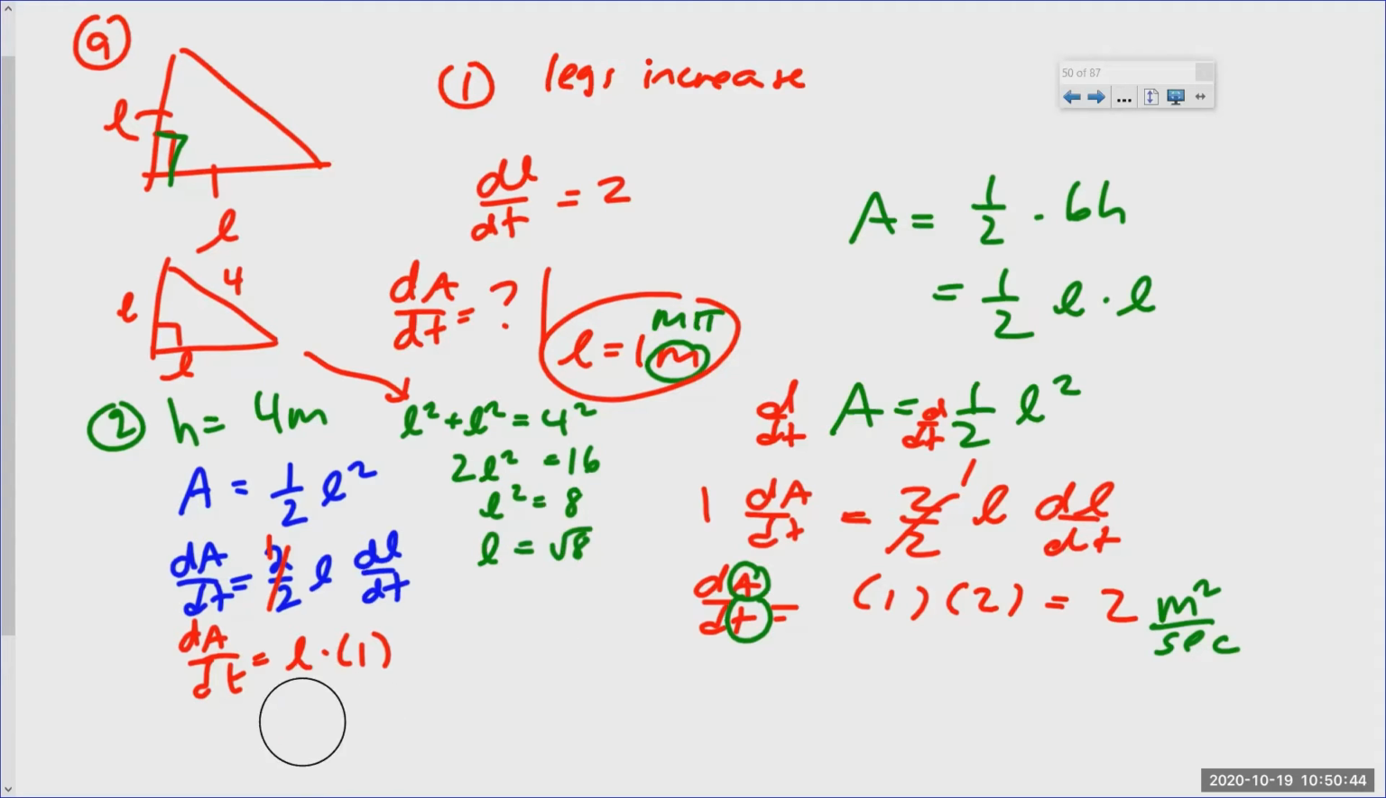Because then down here, you just plug in L. So this is actually square root of 8 times 1, which is square root of 8. Okay. I don't know if my math lab wants you to change it.